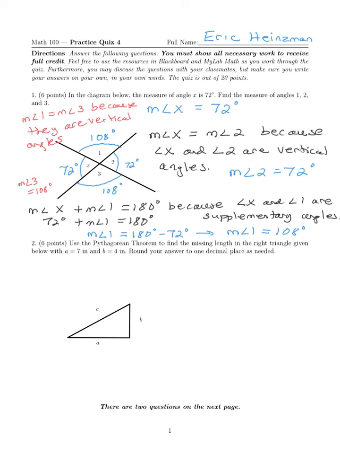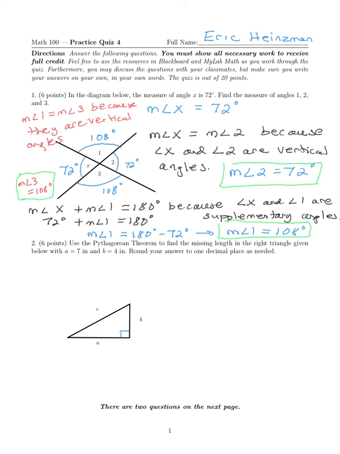My answers are, here's the measure of angle 2, here is the measure of angle 1, and here is the measure of angle 3. In question 2, it says, use the Pythagorean Theorem on this triangle to find the missing length. And we are told that this is a right triangle. That is when the Pythagorean Theorem will apply.